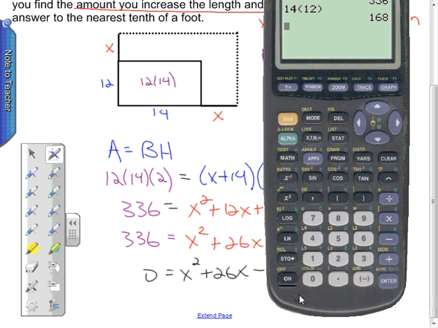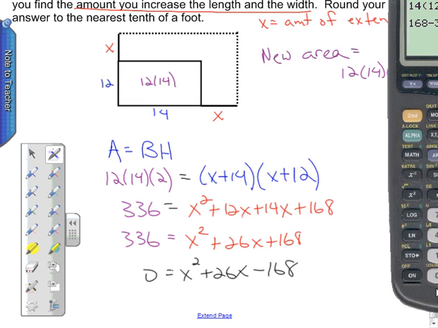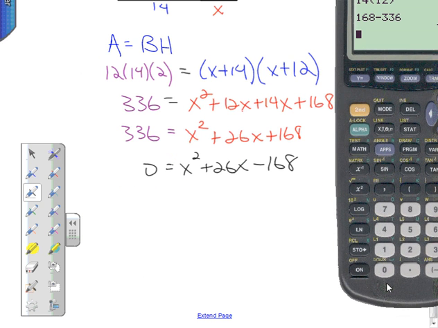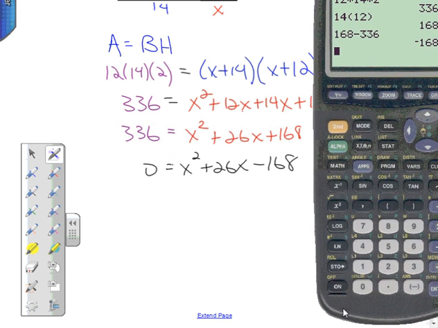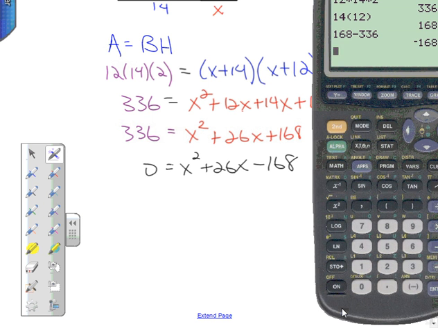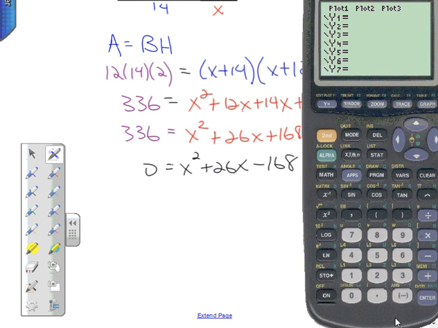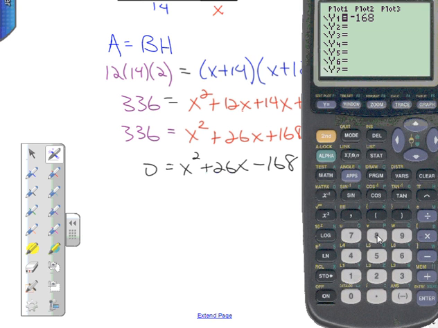I'll just check that on my calculator. 168 minus 336 is negative 168. Okay? And then say, well, this is a general form quadratic. How should I be solving that? Well, first thing I should do is try to factor it because that's always the quickest, if it can be factored. So what are the factors of negative 168 whose sum is 26?